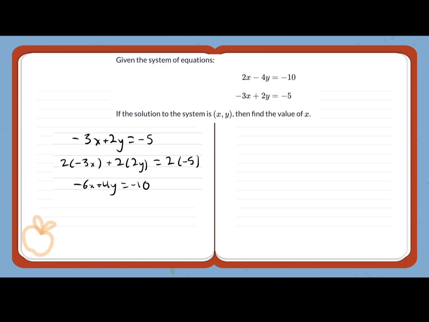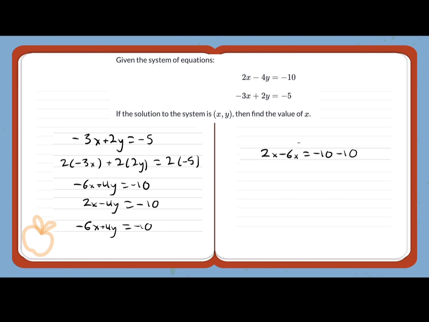So when you multiply by 2, you end up getting negative 6x plus 4y equals negative 10. So we can rewrite our equations like this. Once you decide to add both equations, you can end up just crossing out the y's, and you can do 2x minus 6x and negative 10 minus 10, like this. So you end up with negative 4x equals negative 20, and this equation here makes it easy for us. We only have to find x, which is 5.